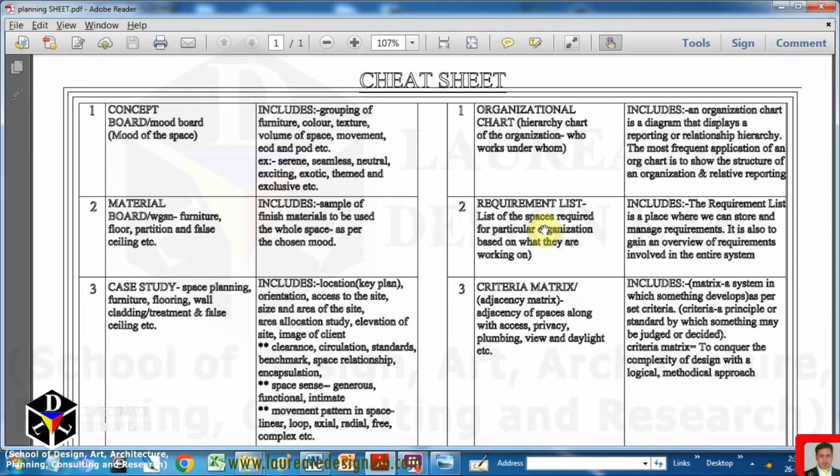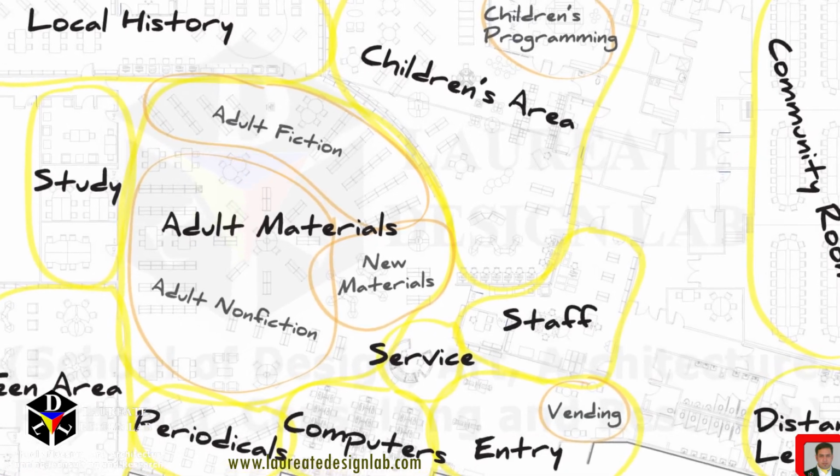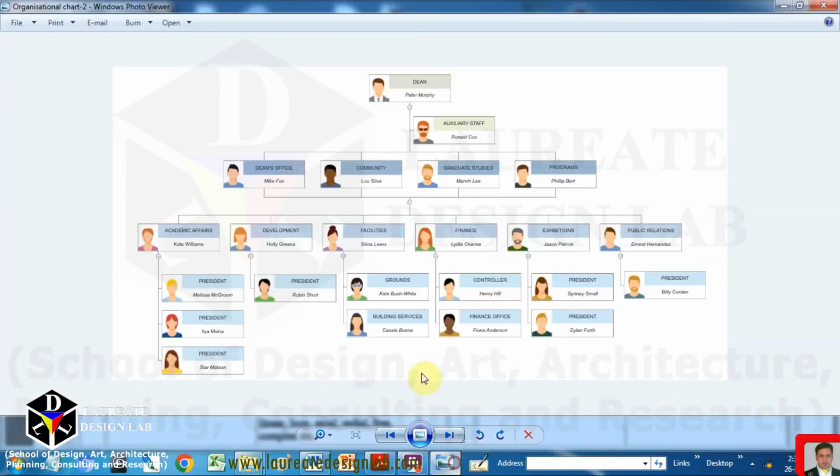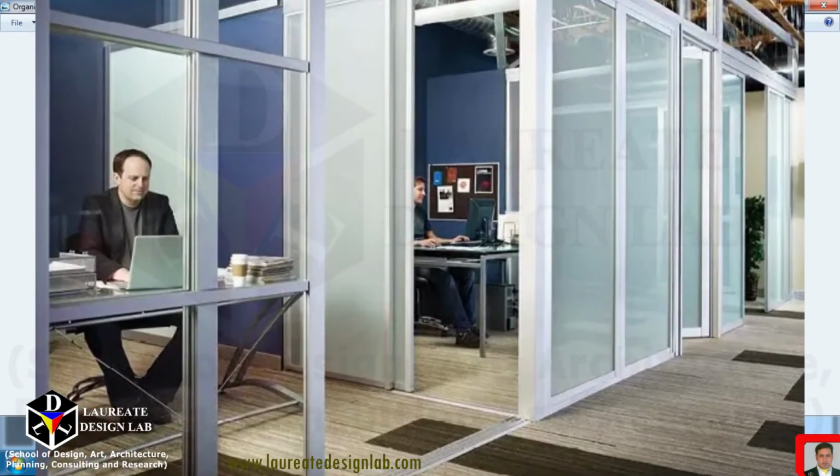Let's talk now about the requirement list. The next thing after the organizational chart is the requirement list. Obviously from these positions, now you know how many cabins are required for Mr. Dean, for Mr. that, for Mr. or Miss this. So you'll have a complete understanding of how many cabins of what sizes we require.